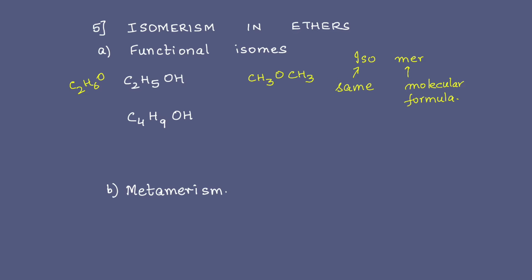Break it down and we have CH3OCH3, methoxymethane. Look at the number of carbon atoms here. 2 carbon, 6 hydrogen, 1 oxygen. They both have exactly the same number of atoms in them. Their formula will be C2H6O. But how do they differ? They differ in the arrangement of atoms in them.